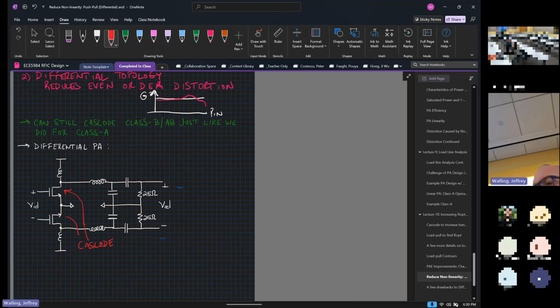Now, the nice thing ultimately is when I do this differential mode operation, I have basically 2 half PAs. Each of these PAs can produce the same amount of power. When I add them together, I get 3 dBs more power just for using a differential PA for the same load resistance.